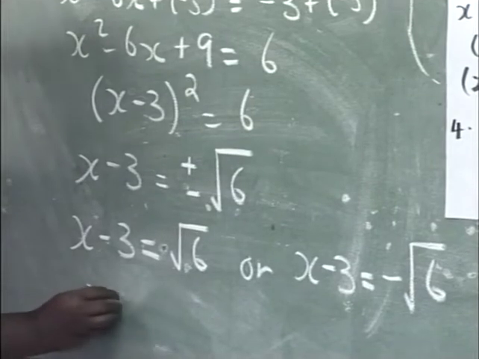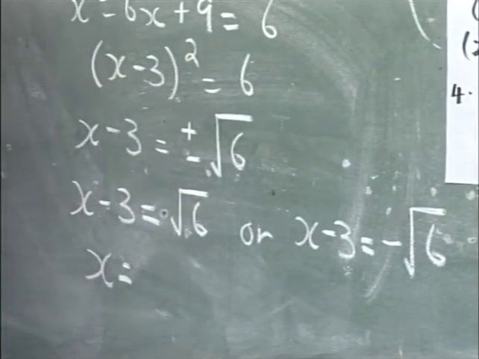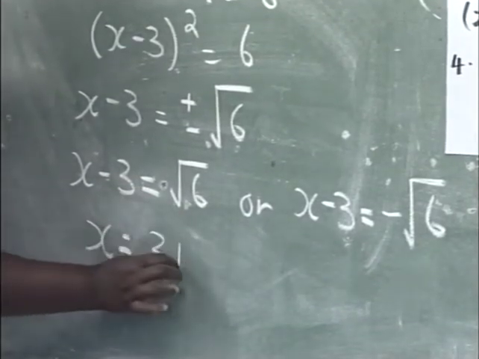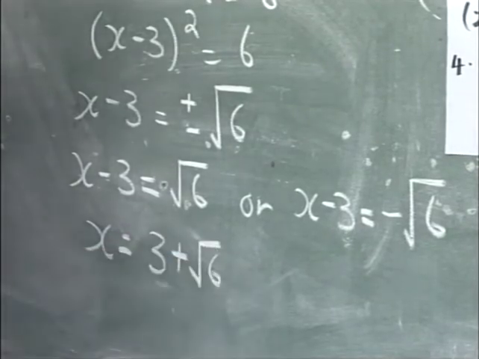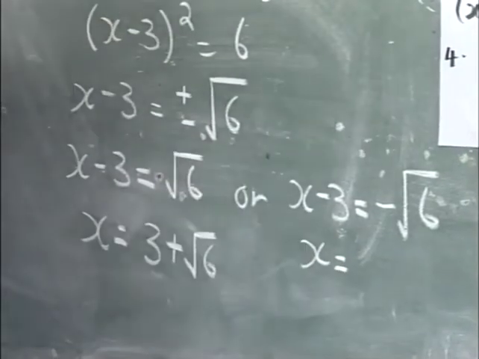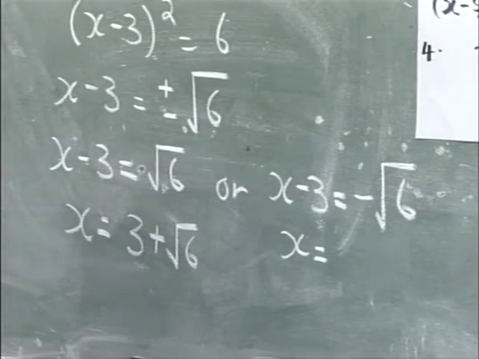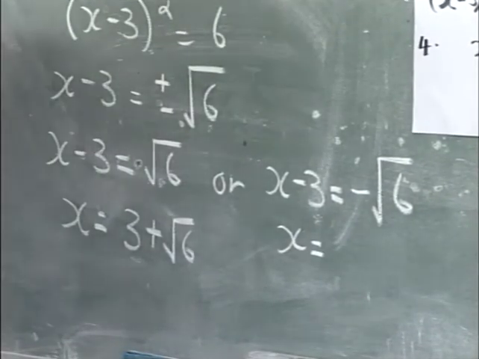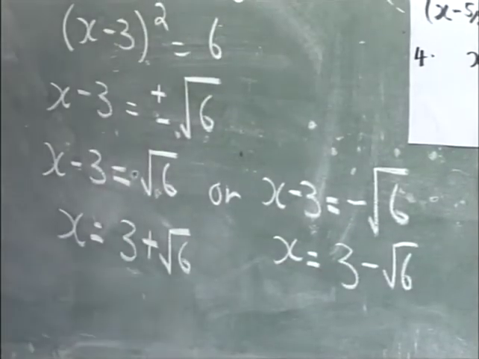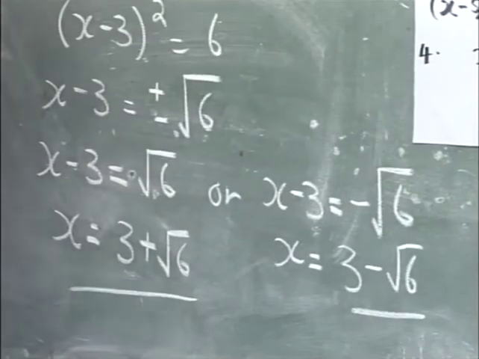Okay, this one is going to give, because I have to add 3 on both sides to get x, I will now get root 6 plus 3, or I can write it as 3 plus root 6. All right, this one, are you with me? This one will be negative root 6 plus 3, or 3 minus root 6. Okay, these two are the exact values for x.